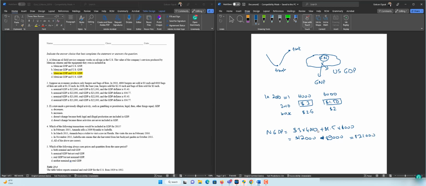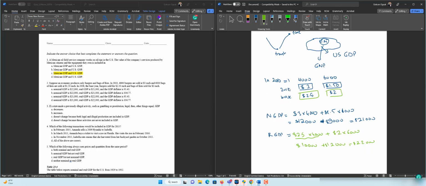Now we need to find out the real GDP. For real GDP, I'm going to use the base year prices. This is the key point. For real GDP, we use the constant prices, which we always refer to as the base year. Quantities are from 2010, but the prices are from the base year. So it's going to be $2.5 times 4,000 plus $2 times 6,000. So this is going to be $10,000 and this is going to be $12,000, which is equal to $22,000.